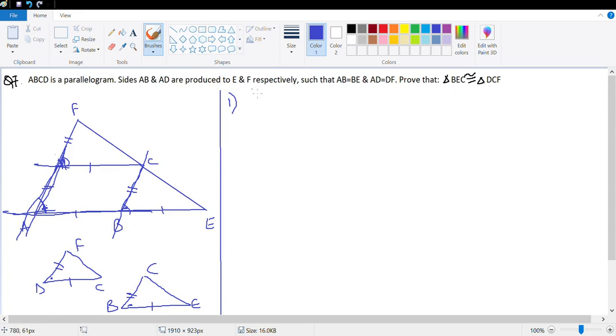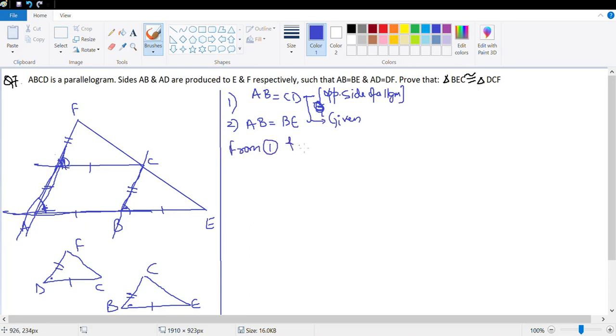Number one would be AB is equal to CD. Number two, AB is equal to BE. This one is not given, it is the opposite side of a parallelogram, and this one is given. Perfect. So from 1 and 2 I get BE is equal to BC.